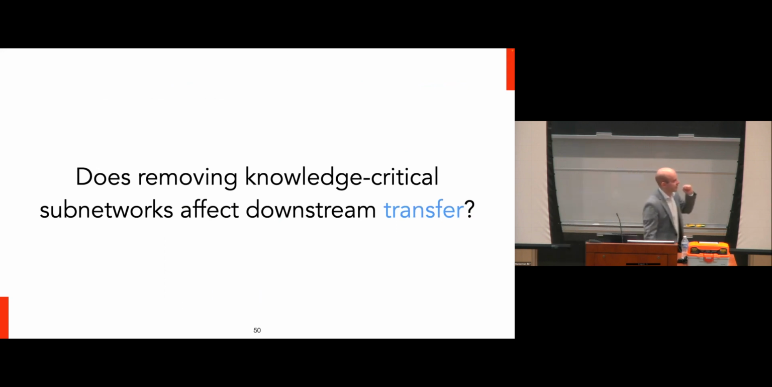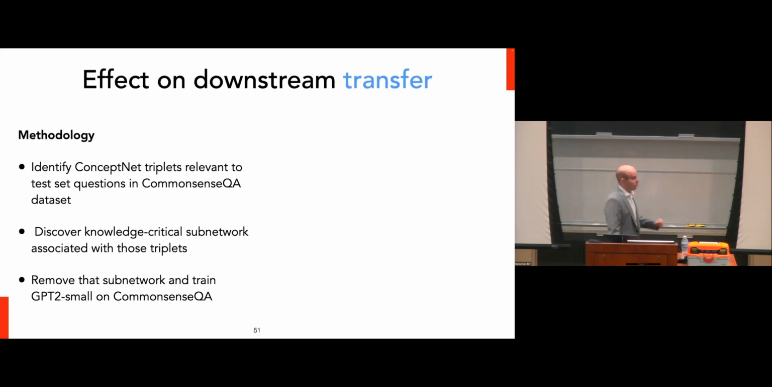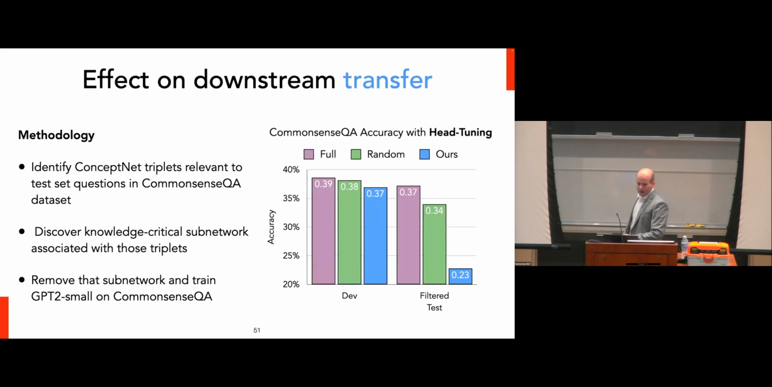And then finally, the thing we asked is, if these are knowledge critical subnetworks, then they should have a broader impact on the model than just the inability to express this knowledge. So we asked whether they could be useful for downstream transfer. And what was interesting is that this was actually the case. We built target KGs by identifying triplets in ConceptNet that were relevant to test set questions in CommonsenseQA, discovered knowledge critical subnetworks associated with those triplets, removed those subnetworks, and then trained a GPT-2 model on CommonsenseQA. Depending on the fine-tuning procedure, we saw a major drop in the model's ability to transfer to the test set.